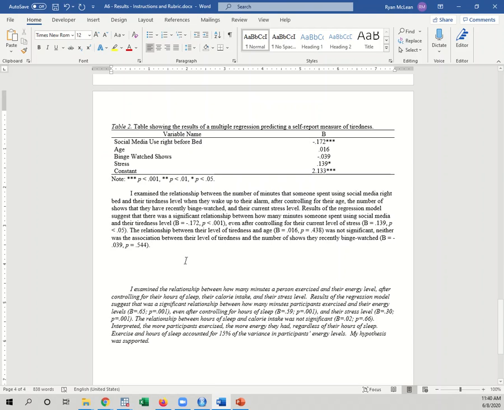Then just say, results of the regression model suggest that there is not a significant relationship between how many minutes someone spent using social media and their tiredness level. Here's your B and your p-value. And then you could say something like, but results do suggest that there's a relationship between stress and social media. So that's if there wasn't any significant results, but we can talk about that more on Wednesday, what that'll look like. So then we need this last sentence.